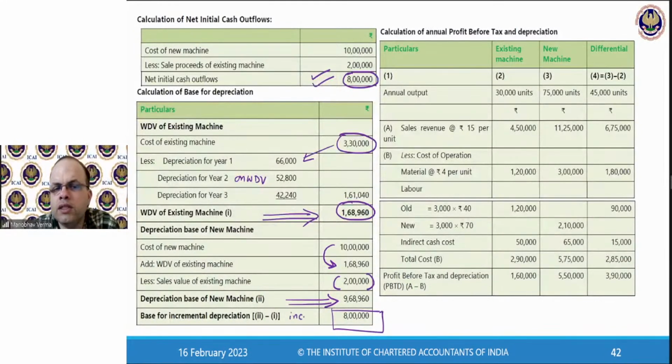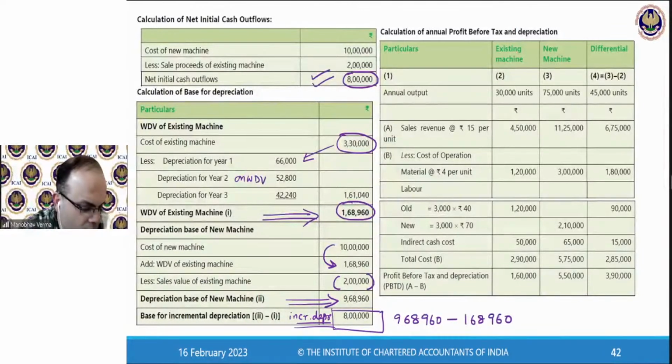Everyone with me on this? Incremental depreciation will be on 8 lakhs. How this 8 lakh is calculated is 9,68,960 minus 1,68,960. I want everyone to understand this, please. This is important. Let me know if there are any doubts.